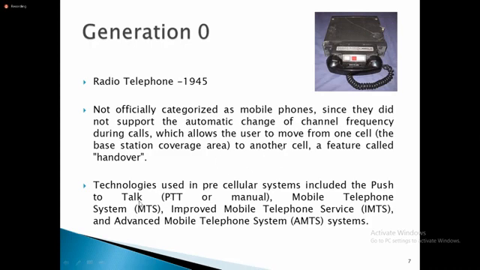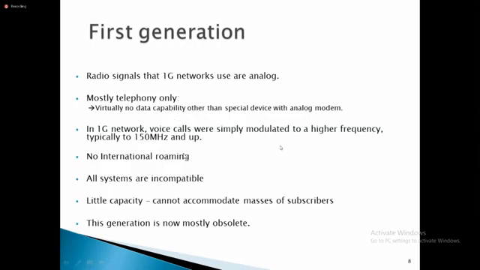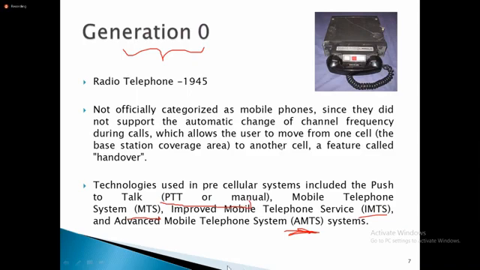The technologies used were push to talk, like walkie-talkies. Then mobile telephone system, MTS, is another technology that was used in the 0th generation: push to talk manual, MTS, then IMTS, improved mobile telephone service, and AMTS. These are kind of popular standards. You can search the internet and find the differences between these technologies. But for generation 0, what you have to remember is there is no handoff technique. They also use these kinds of technologies, and these are the other features. So in the zeroth generation, these are the technologies that were used. Those are the things you should remember.